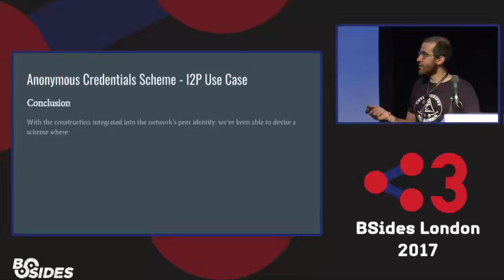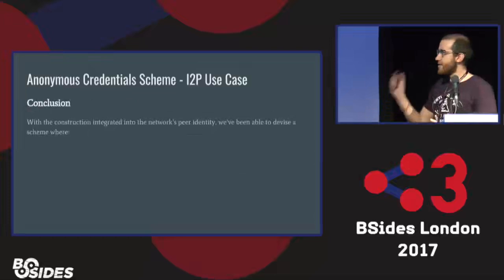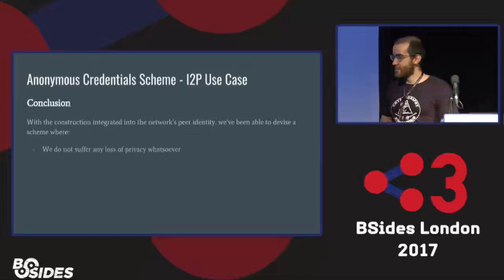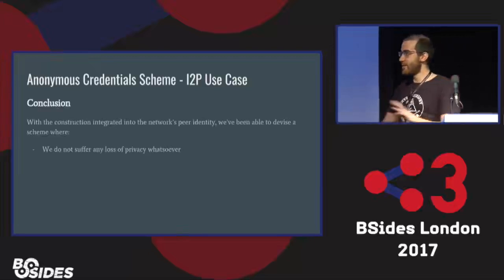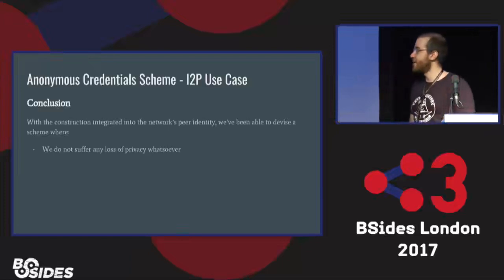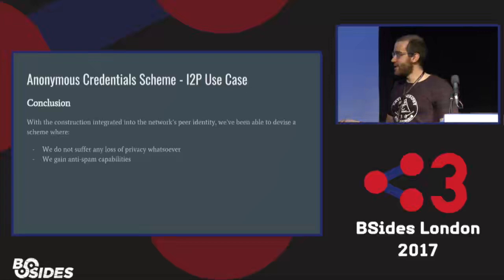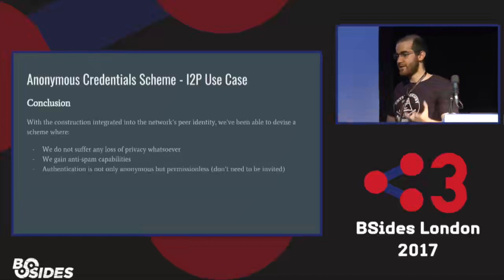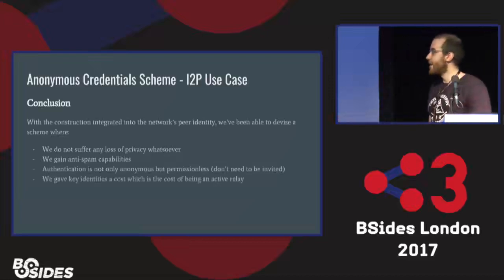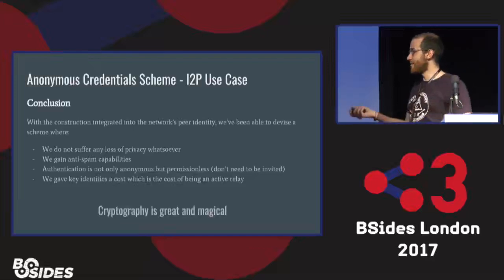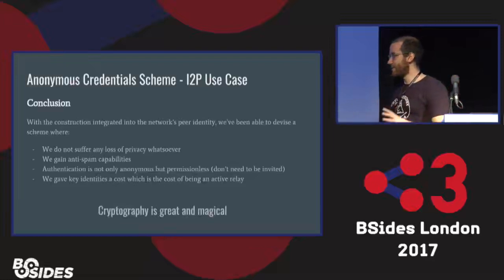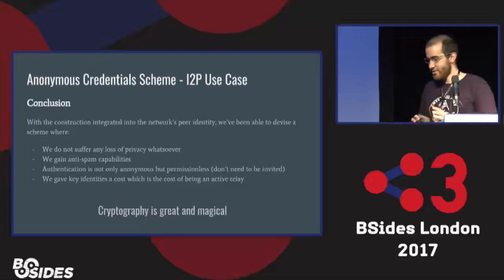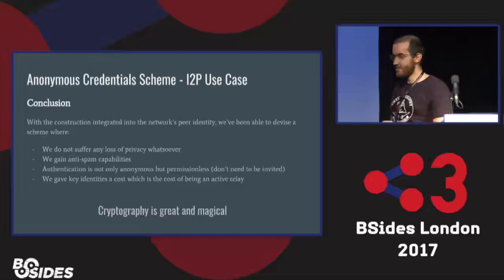So with the construction integrated in the network peer identity, we've been able to devise a scheme where we don't suffer any loss of privacy whatsoever. Your users can be rate limited if you wish, but beyond that, nothing else happens to the privacy. We have the same privacy as a totally anonymous I2P or Tor. We gain anti-spam capabilities. Authentication is not only anonymous, but permissionless. You don't need to be invited into this ring. The ring is just constructed based on the node keys. And we gave the key identities a cost, which is the cost of being an active relay. So yeah, cryptography is great and magical. It can do so many amazing things if you really understand a few properties about the underlying cryptographic primitives.